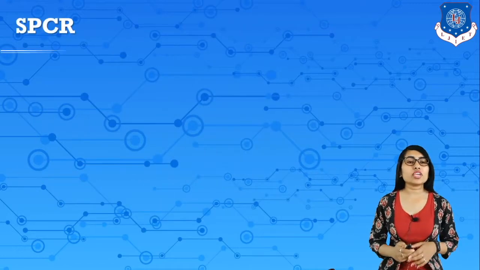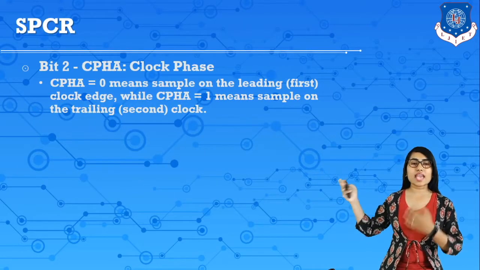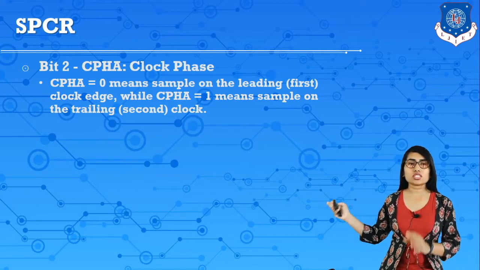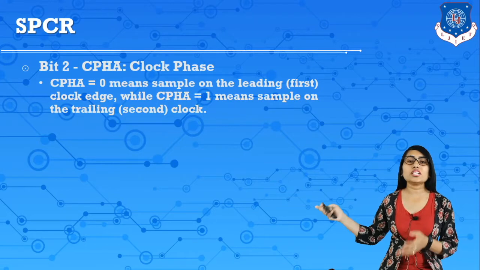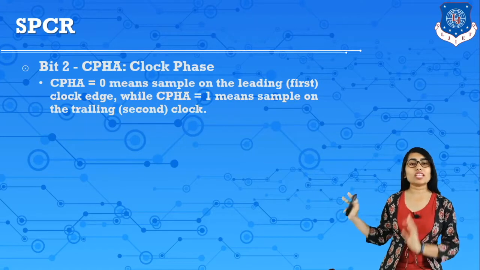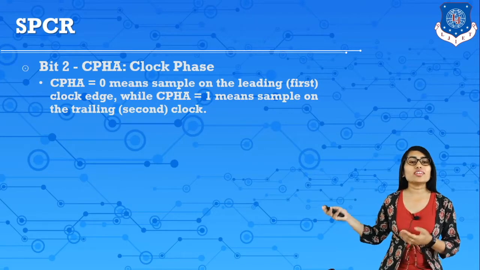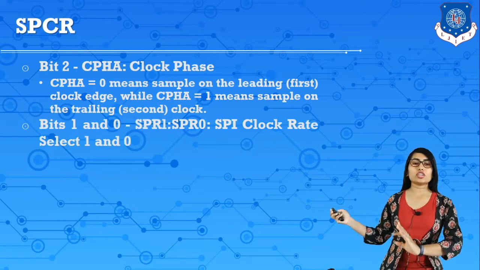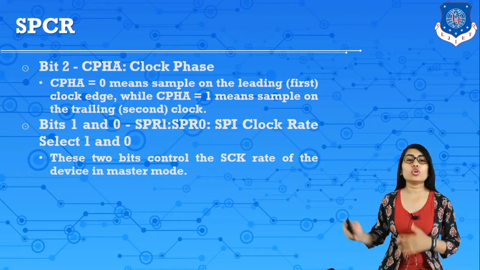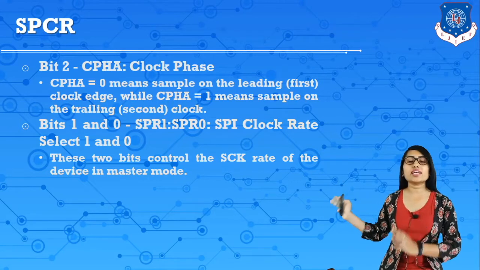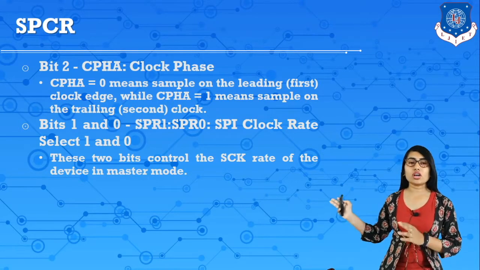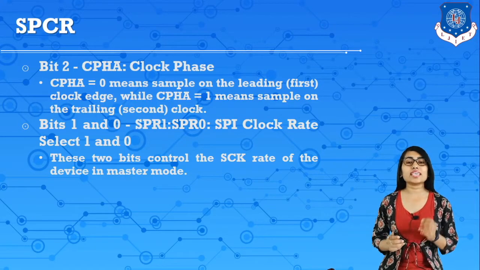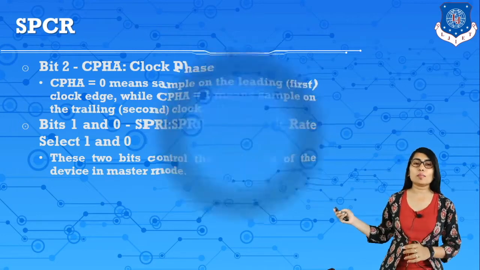Now next we have an SPCR bit, CPHA, that is clock phase. If CPHA is equal to 0, it means samples on a leading clock edge, while if 1, then sample on a trailing edge. That means at the first or the second clock. Then bits 1 and 0 are SPR1, SPR0, that is SPI clock rate select 1 and 0. These 2 bits control the SCK rate of a device in master mode.